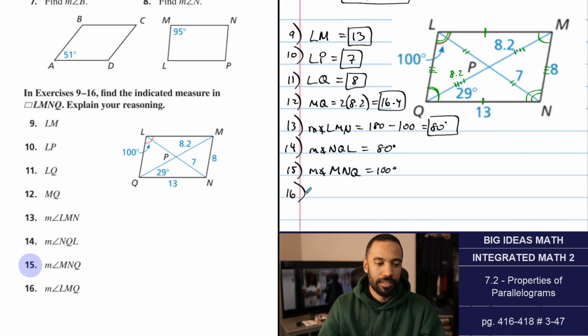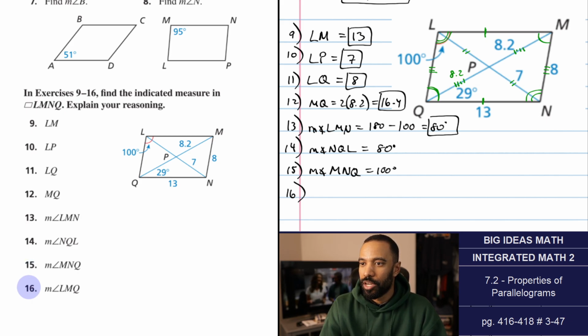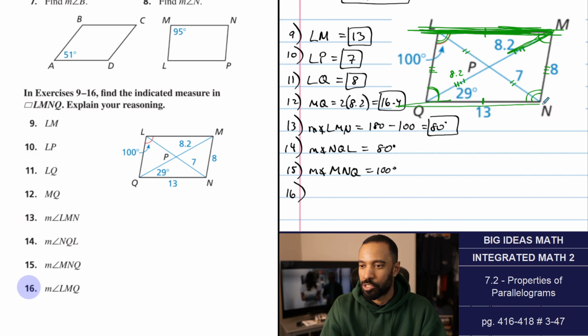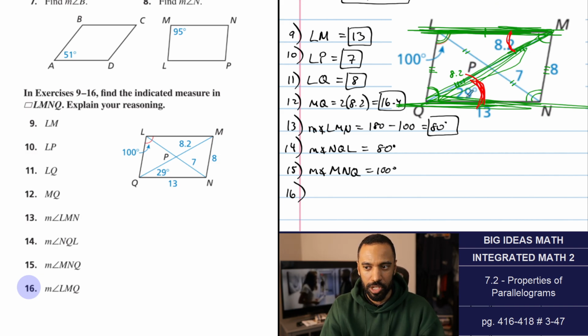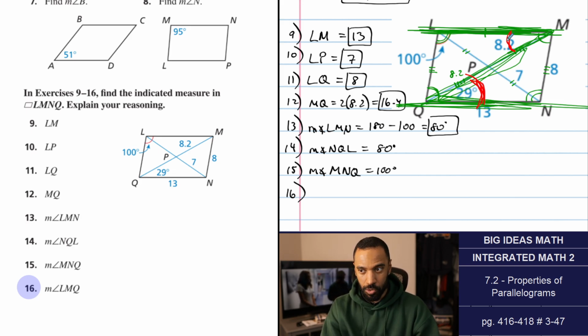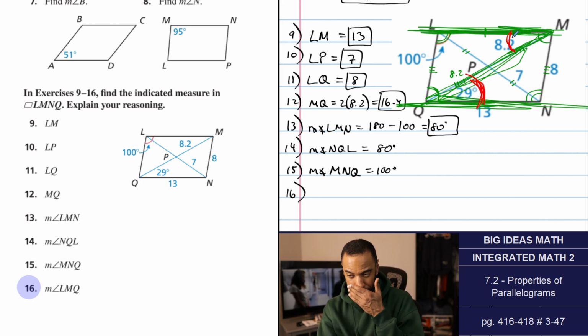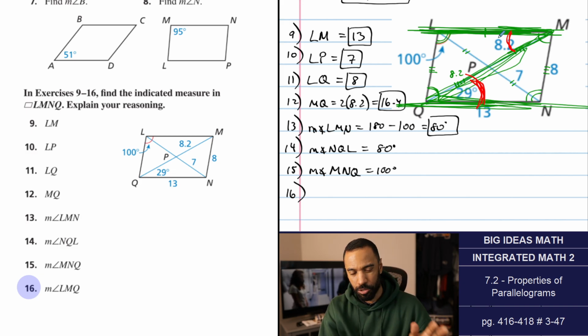And then number 16. Measure of angle LMQ. Here's LMQ. It's this guy right there, just that part of this angle. Well, remember, this is a parallelogram, which means this side would be parallel to this side right here. And I bring that up because this can be called a transversal, in the way that you have alternate interior angles right here and right here. And we know the measure of this angle is 29 degrees. So this will also be 29 degrees. That's going to end up being the answer to that. Hopefully you can see the alternate interior angles for what they are.